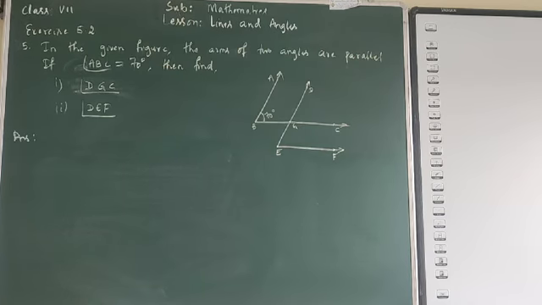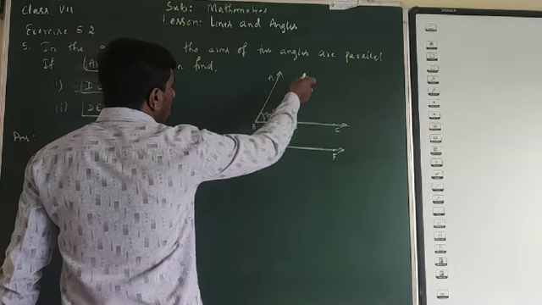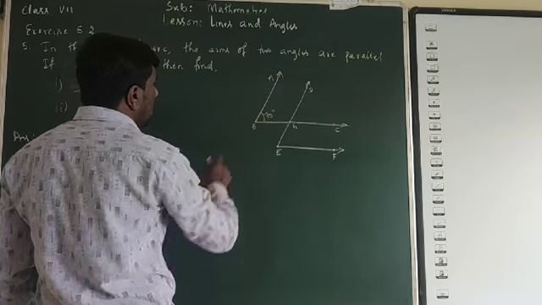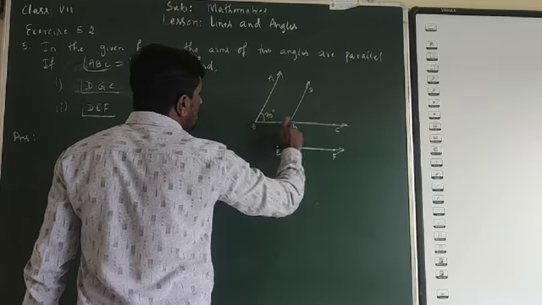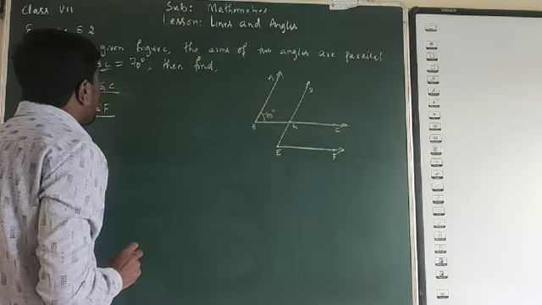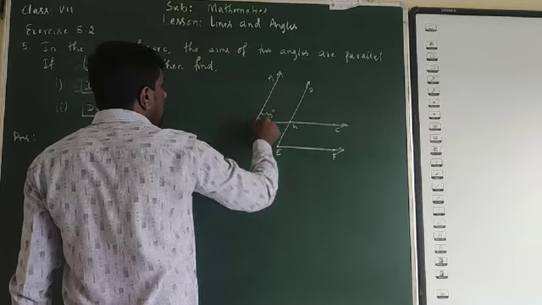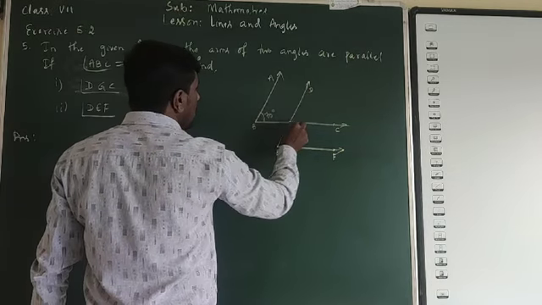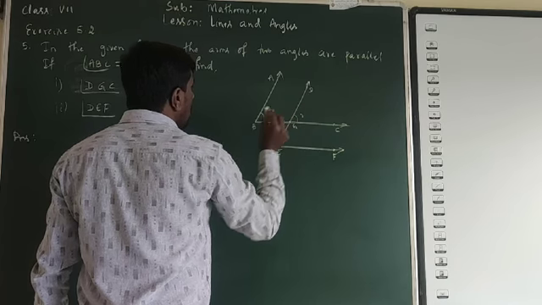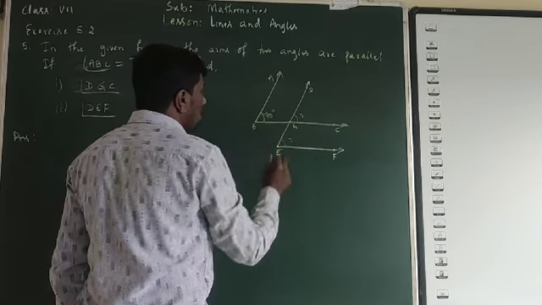So the next question is, in the given figure, the arms of two angles are parallel. That means this is one arm, this is parallel to this, and this is parallel to this. Okay, arms of the given angles are parallel. If ABC is equal to 70 degree, then find BCG. So this we should find out. Then DEF. This also we should find out.